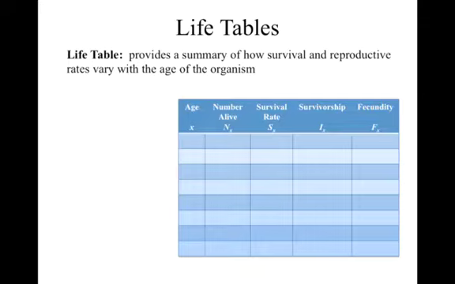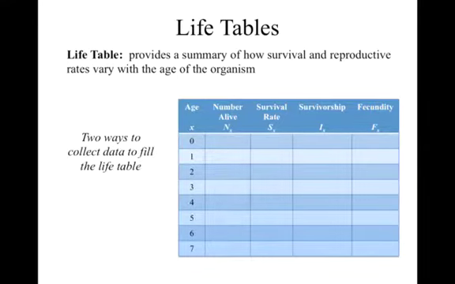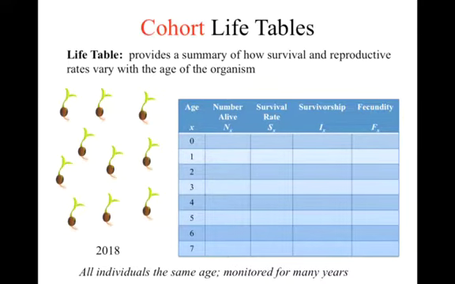So great, we have a table. Where do we get the numbers from? How do we make a life table for a particular population or for a particular species? Well, there's basically two different ways. The first way leads to what's known as a cohort life table. To make a cohort life table, we start with a group of individuals that are all the same age, and we monitor them for many years.